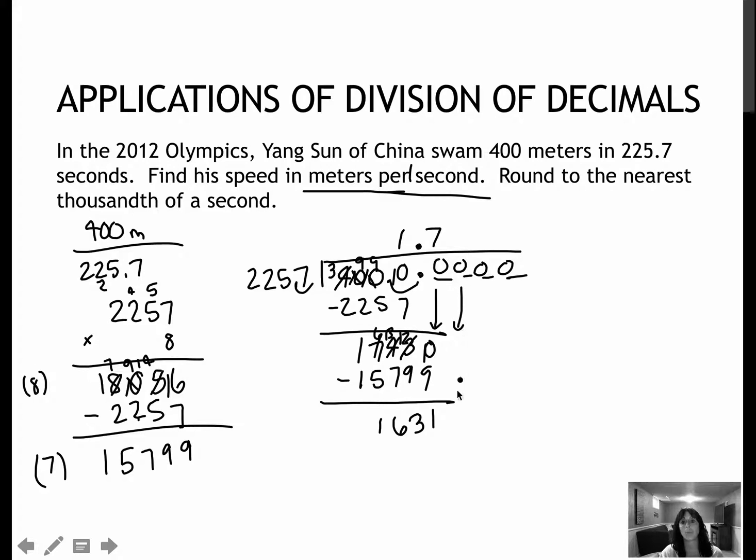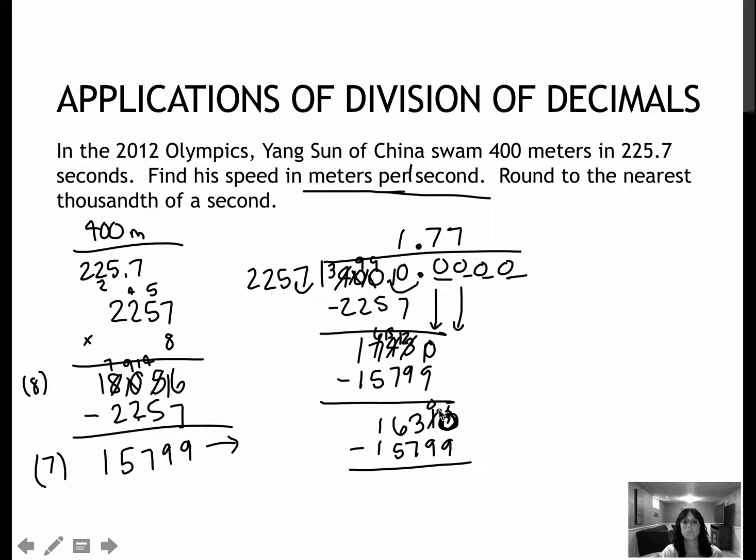I'm going to bring down my next 0. And it looks like I'm just going to be using that 7 again, because take a look at how close those two values are. So I'm going to use 7 again, which was 15,799. And that's my weird 0. And now I have to subtract again.